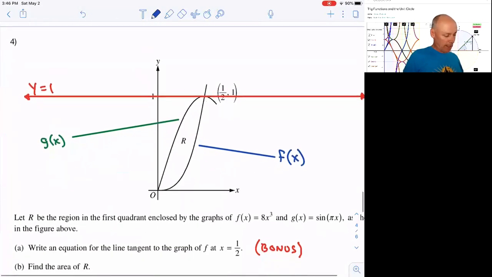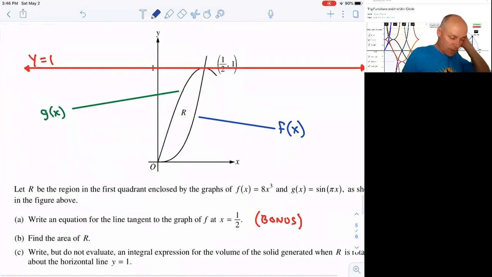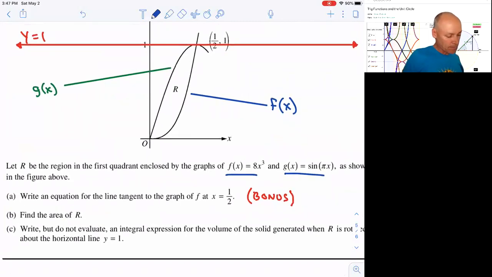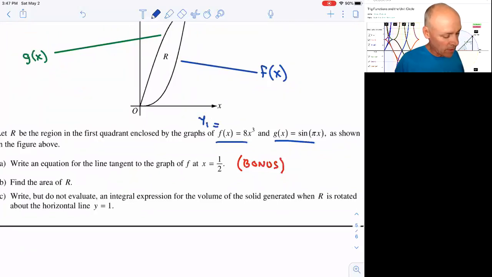Okay, and last but not least, question 4. So we're given a graph. It tells us g of x and f of x, defining the functions here. And I'm going to do the same kind of thing I did. F of x, I'm just going to call that y1 in my calculator. So f of x is equal to y1. And then g of x, I'm just going to say that's equal to y sub 2.